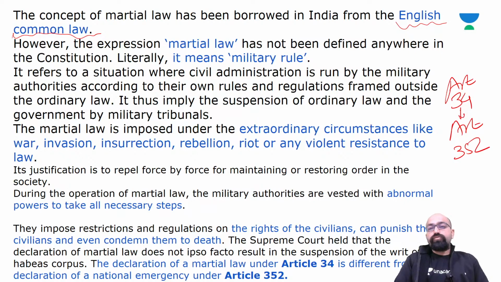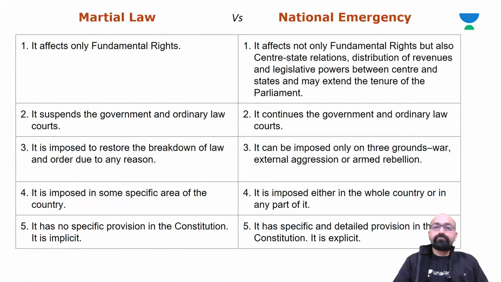So the declaration of martial law or military rule under Article 34 is different from the declaration of national emergency under Article 352. Next, now we'll see the difference between martial law, that is military rule, versus national emergency.